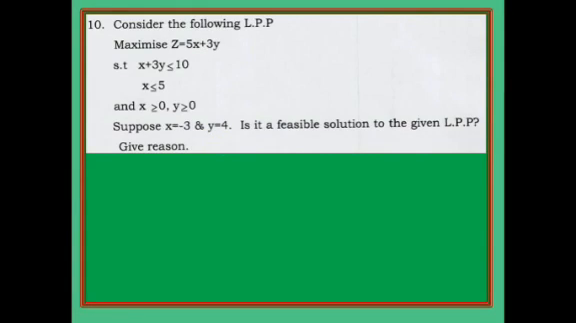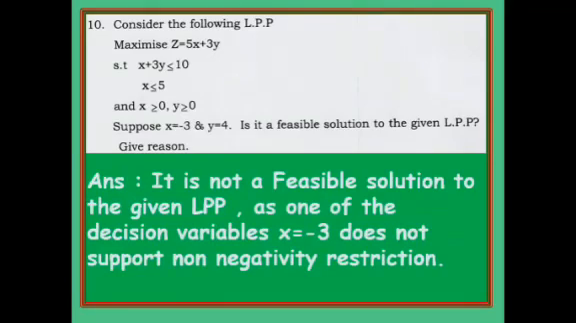No need to unnecessarily stretch this particular solution. So in terms of solution, it is not a feasible solution to the given LPP as one of the decision variables, x equal to minus 3, does not support non-negativity restriction. In the simplest format, this much of answer has to be given for the given question. I hope it is clear.